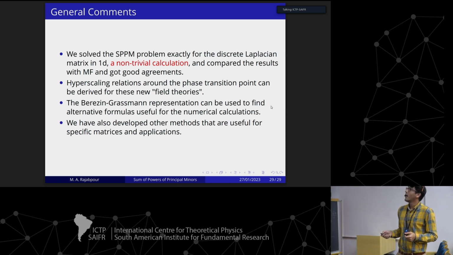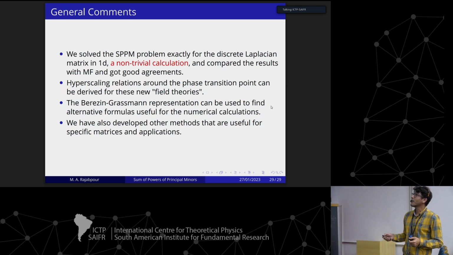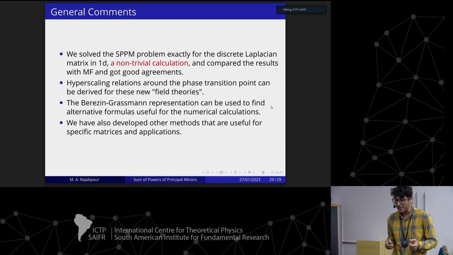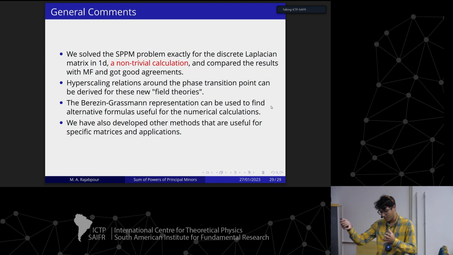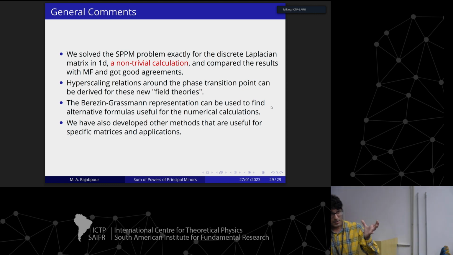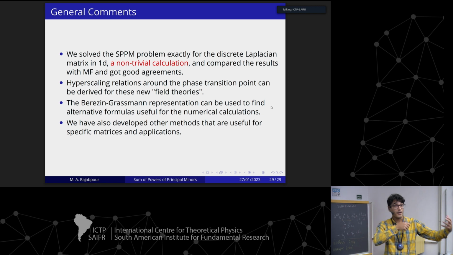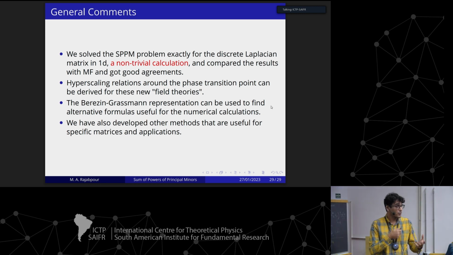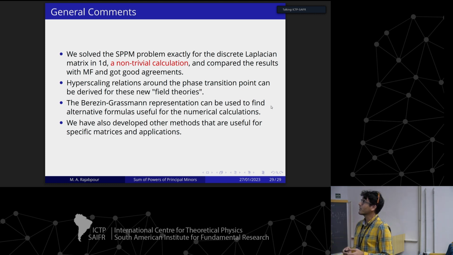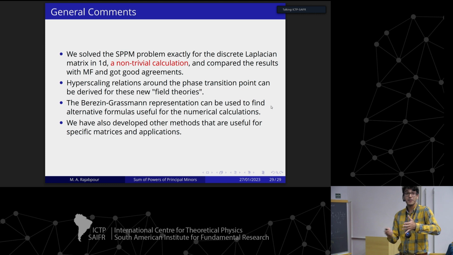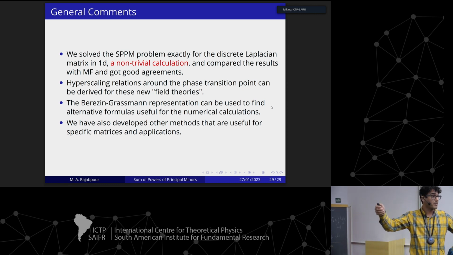So there are also, you can use the same kind of representation that I told you to find all sorts of representations that are more useful for numerical evaluations. Like, instead of continuous Hubbard-Stratonovich, if you use a discrete Hubbard-Stratonovich, then you will get a result which is more suited for Monte Carlo kind of estimation of this quantity. So you can develop all sorts of different forms, and depending on the problem that you are studying, one of them might be more useful than the others.